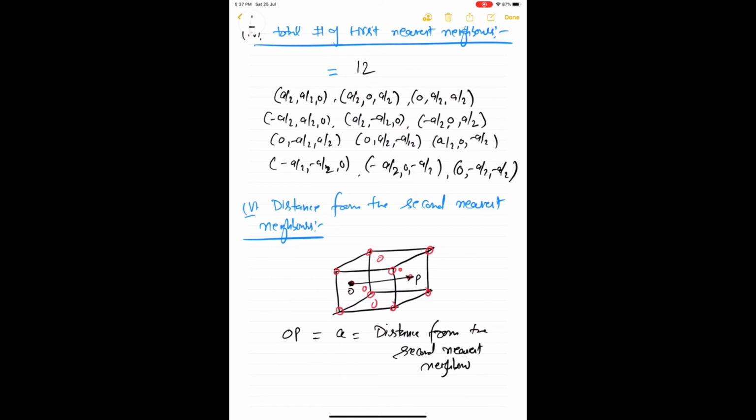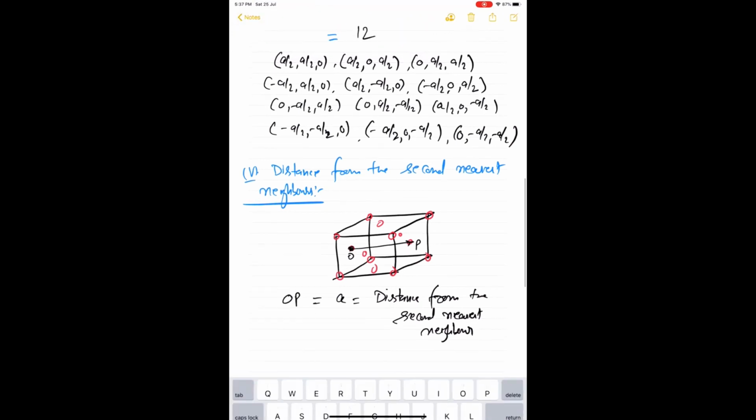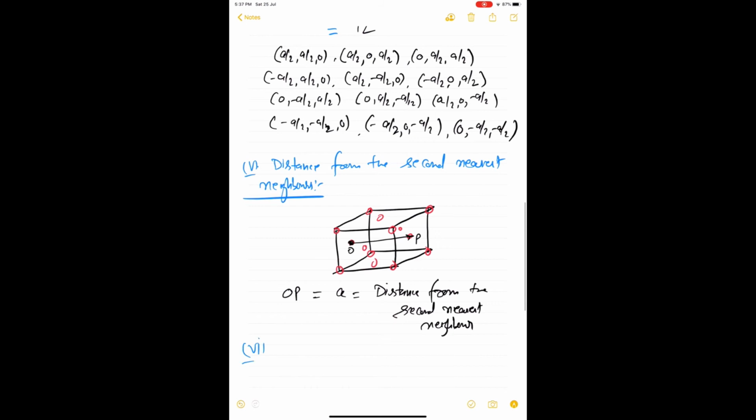Okay, the next question obviously arises: how many such second nearest neighbors exist? The number of second nearest neighbors we can find out, again, by mathematics if you wish.